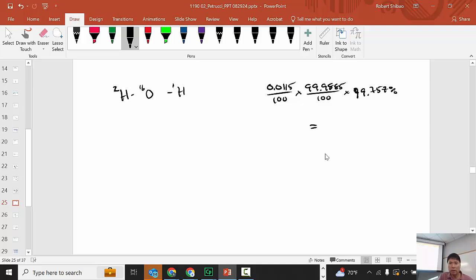This comes out to 0.0114. Now, how many sig figs am I allowed here? I'm only allowed 3 sig figs, so I'm going to go 0.01147 percent. And so in fractional form, this would be 0.01147 out of 100. Actually, I'm only allowed 3 sig figs, so I'm going to round this to 0.0115 out of 100. Did you guys get the same number?